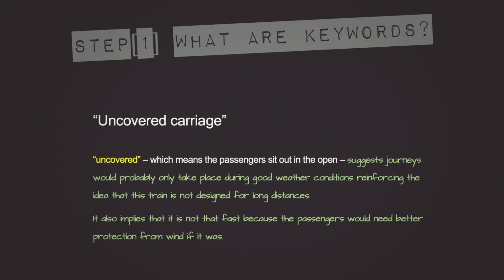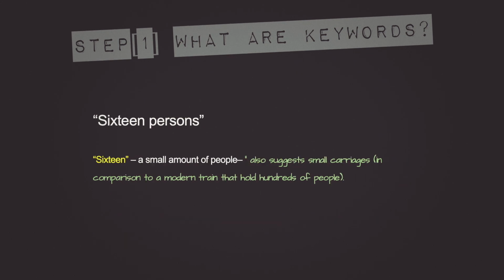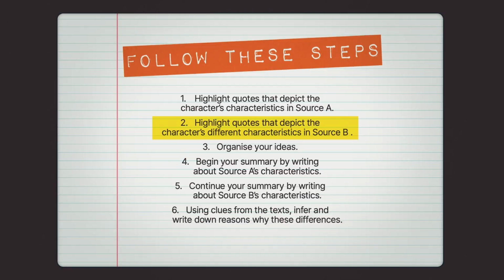It also implies that it's not fast, because passengers would need better protection from the wind if it was. In 16 persons, which is a small amount of people for a train, also suggests small carriages in comparison to modern trains that hold hundreds of people. Told you step 2 was quick because it's almost the same as step 1.